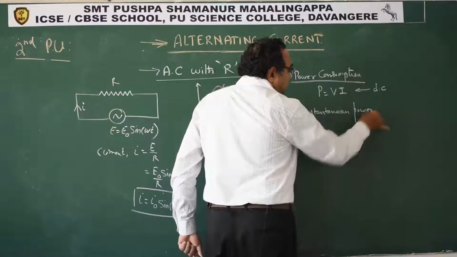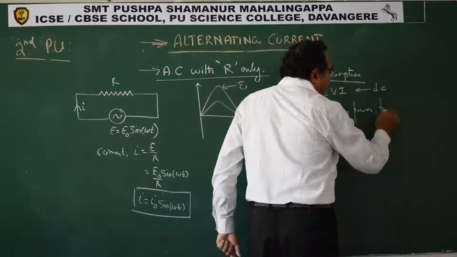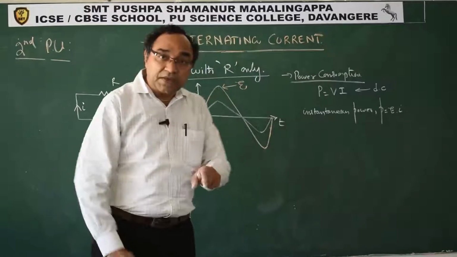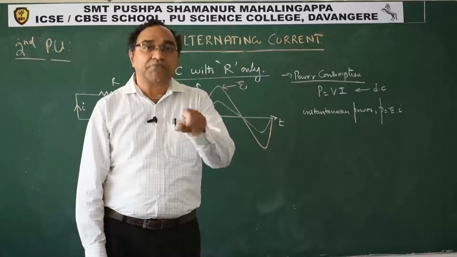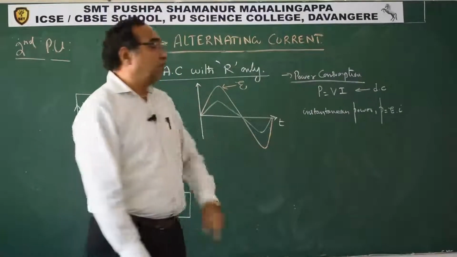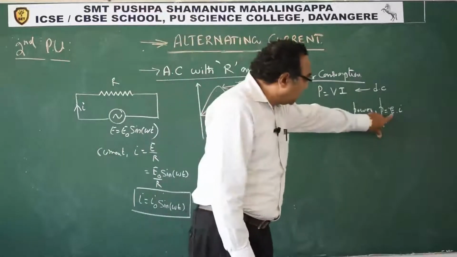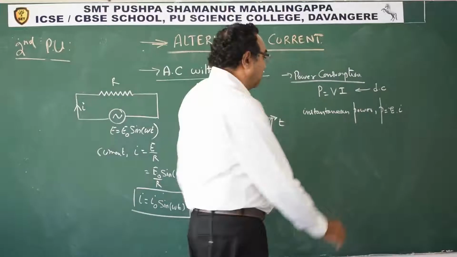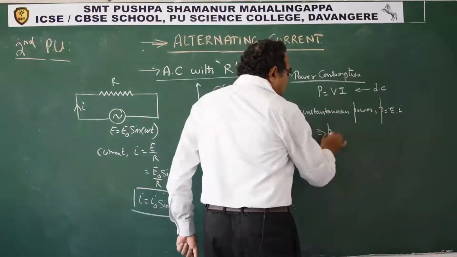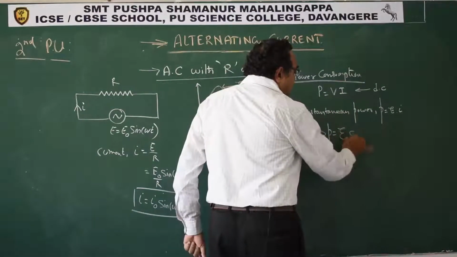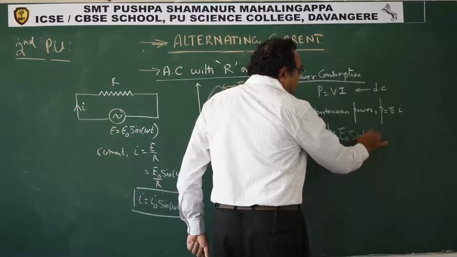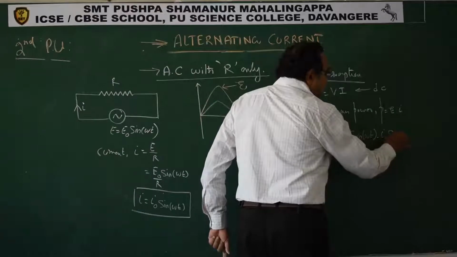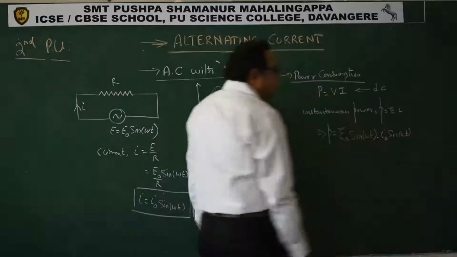Instantaneous power, that is small p, is E into I. This is instantaneous power, which means power is a function of time. Why? Because E is a function of time, I is also a function of time. So what do we get? P is equal to E, which is E naught sine omega t, times I, which is I naught sine omega t. This is what we have.